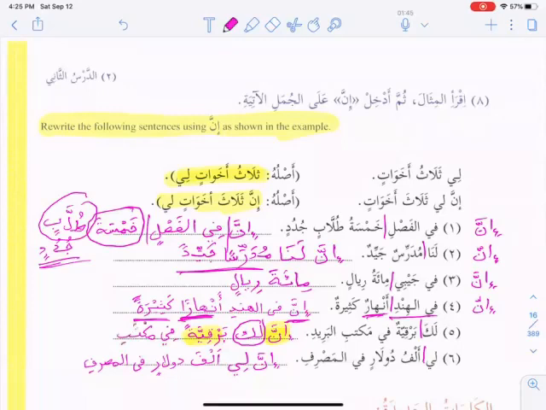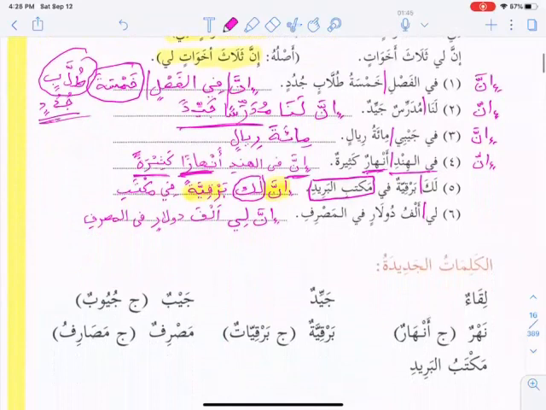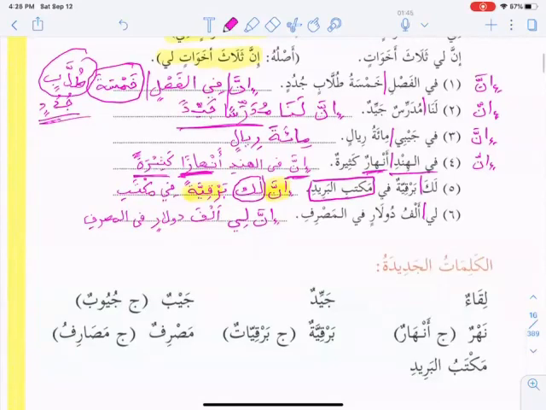Barid. Post office. What is the meaning of maktabil barid? Post office. Fine. Li, fine, fine. It's not a difficult sentence. Not a difficult sentence, inshallah. Li alfu dolarin fil masrifi. Masrifi, my brother and sister, bank.